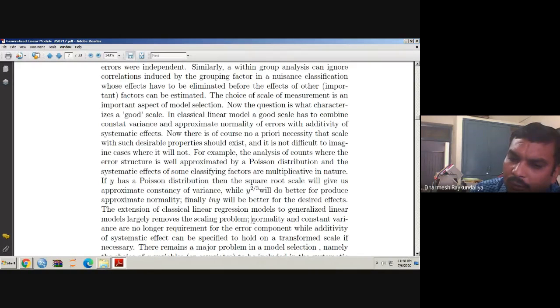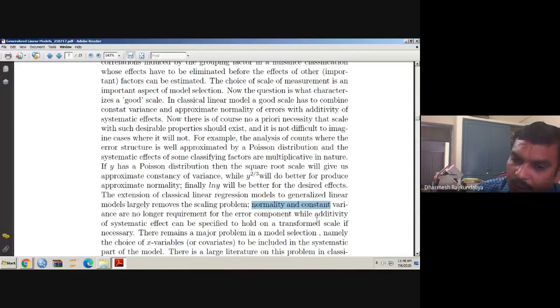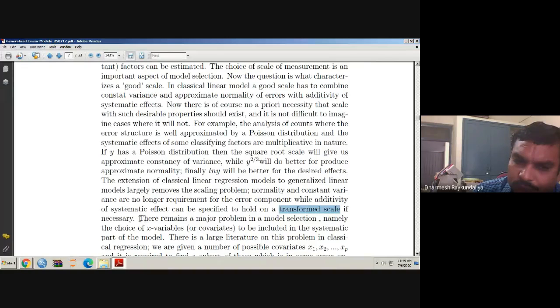So here we are not looking at whether the distribution is normal, or whether it has constant variance or not. When we apply generalized linear models, we are not focusing on this because generalized linear models themselves take care of normality and constant variance. And if we are interested in additive effect, then of course we require some transformed scale, which we can do. There remains a major problem in model selection.